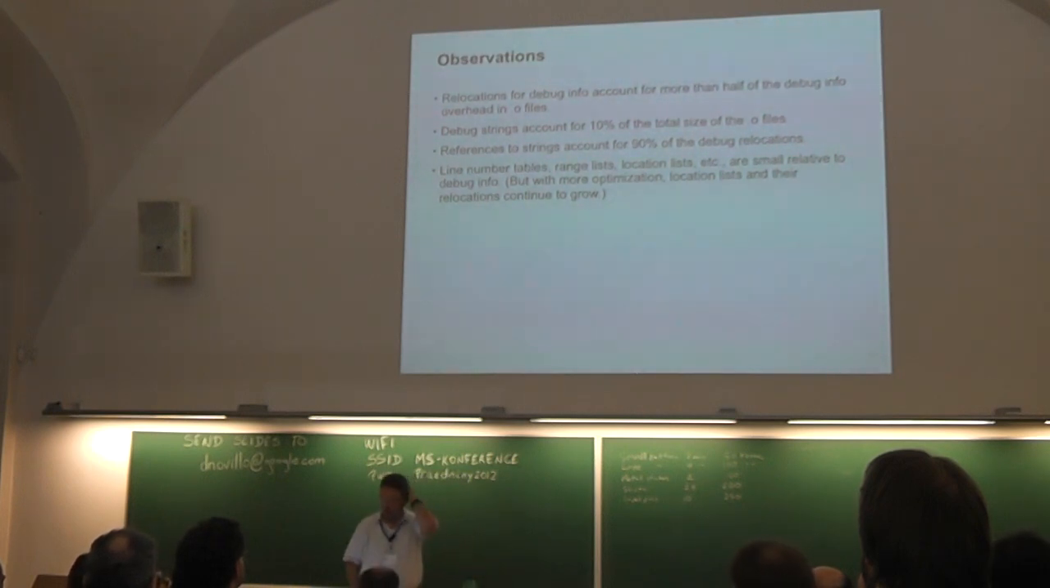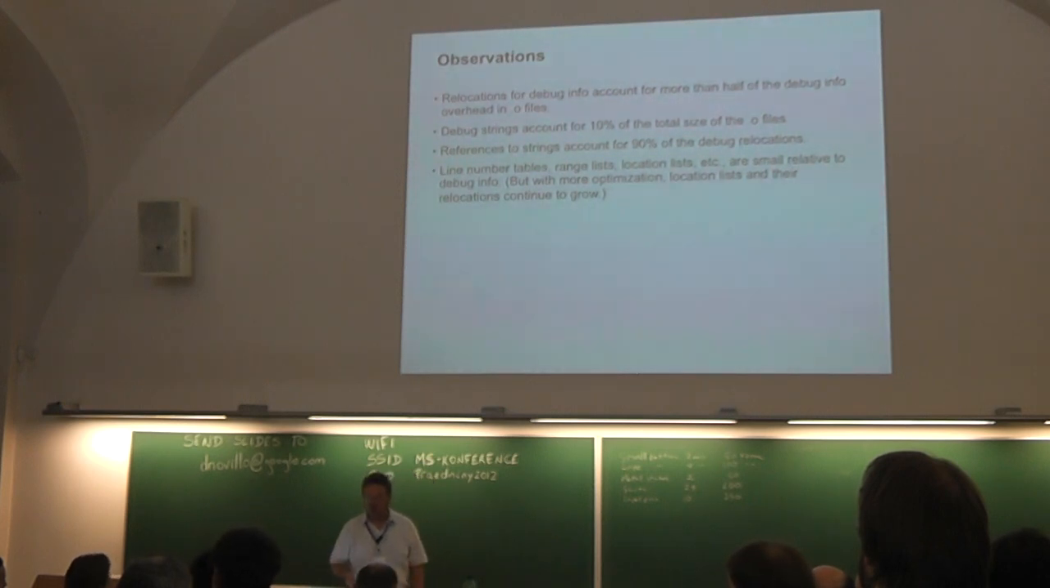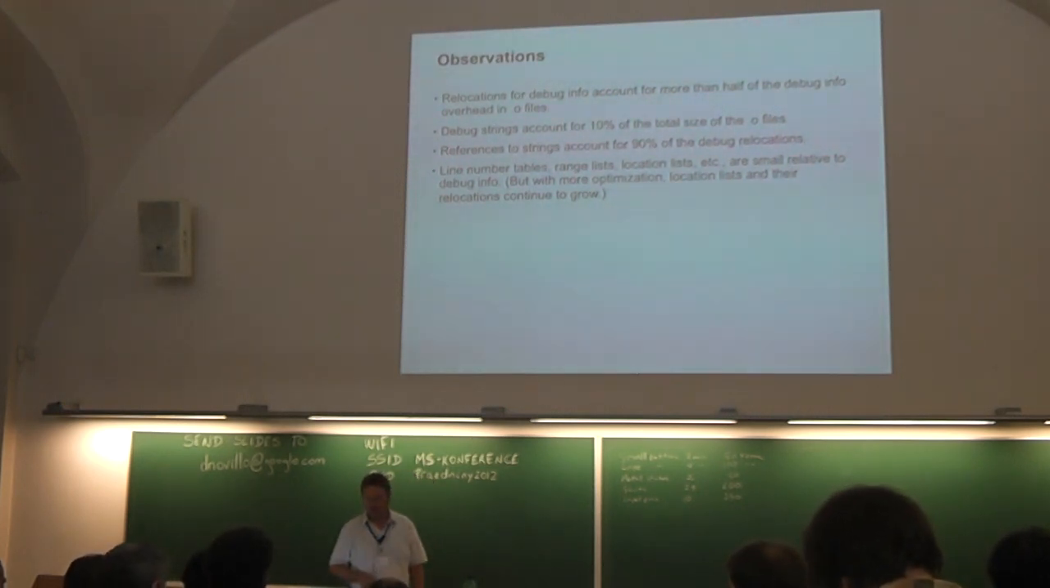With compression, they're a little bit bigger than that in terms of percentage. And references to strings, however, 9 out of 10 of the relocations are references to debug strings. So we realize if we get rid of most of those relocations, then we have a good solution to the problem, at least if we get rid of relocations.